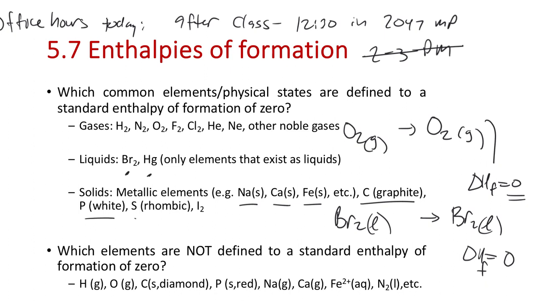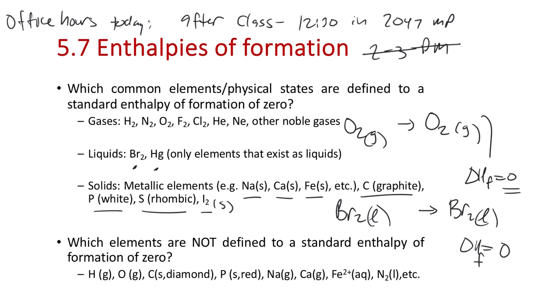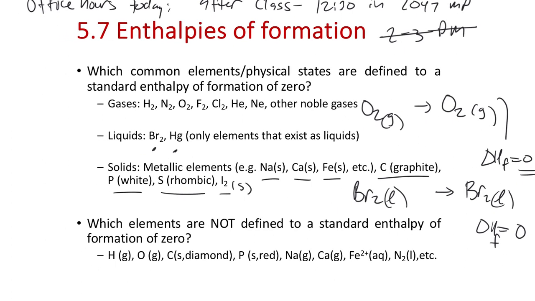White phosphorus, sulfur, rhombic. I don't think I'd expect you to memorize white phosphorus versus rhombic sulfur, but just to kind of show you for phosphorus and sulfur what their most stable forms are. I2 is a diatomic molecule like the other halogens, but it's a solid. So the delta HF of I2 solid would be 0. So the implication would be that if you had other forms of these elements other than these standard forms, they would have non-zero delta HF values, and they would not be defined to be precisely 0.